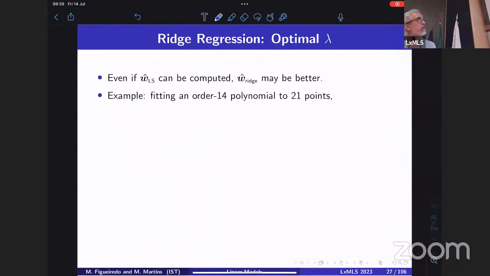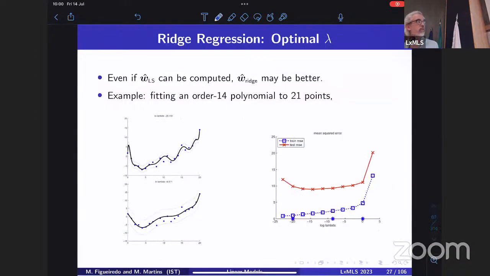Let me give you an example. So I have 21 points. I'm going to fit a 14th order polynomial, which seems to be very high, okay? If I only have 21 points, fitting a 14th order polynomial seems dangerous. And it is dangerous, okay?